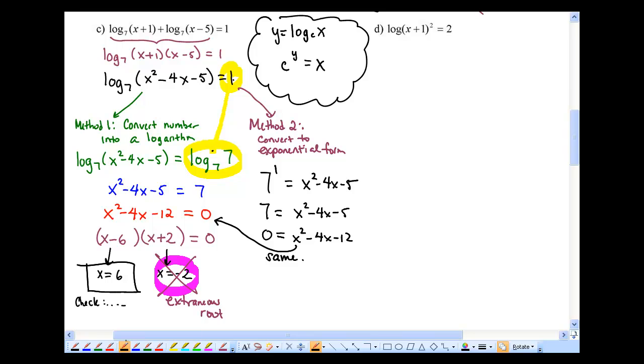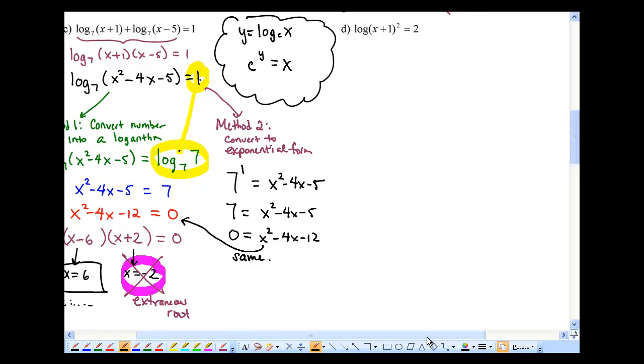Alright, so D is yours, and yours alone. Now, for D, I want you to make a distinction here. That square only applies to the x plus 1. So don't get that confused. Don't write this as log x plus 1 all squared. That's not the same. Not the same in this case.